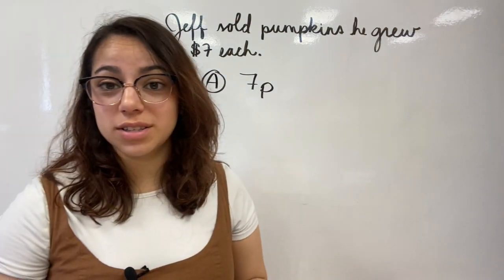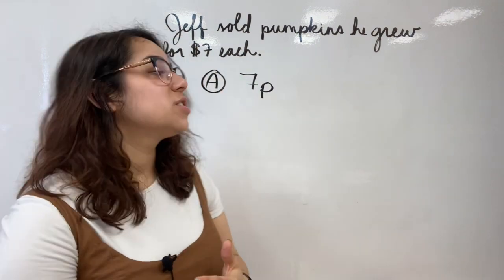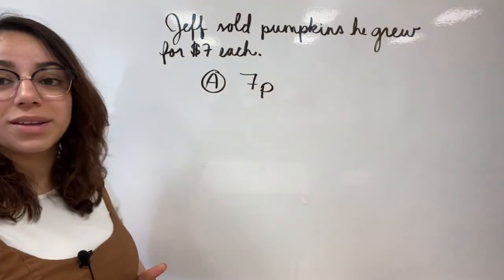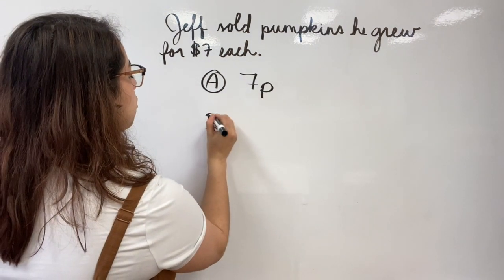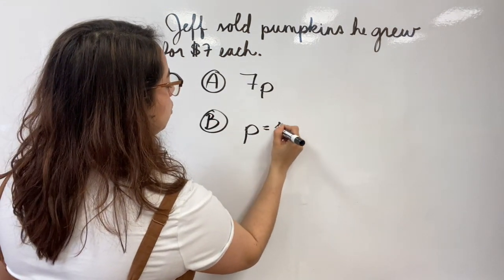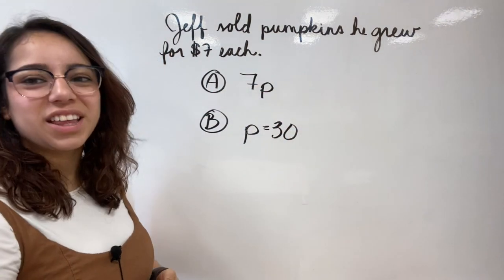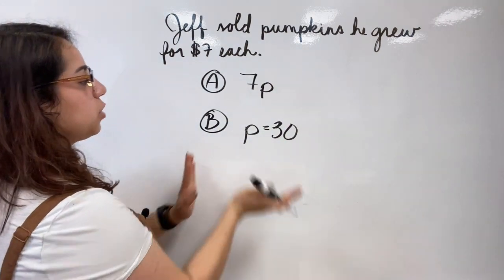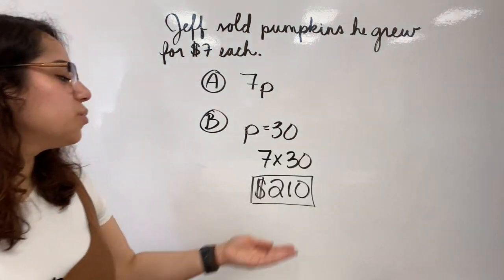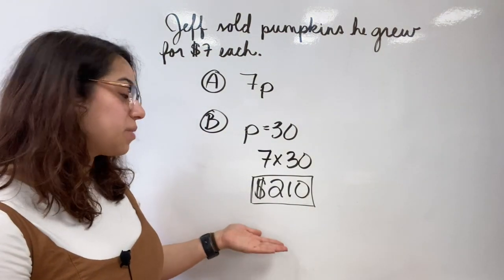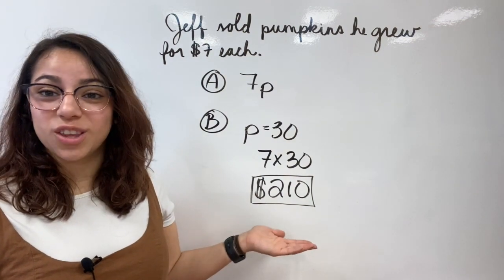Now, the second part tells us, plug in a number for it. So let's assume that Jeff sold 30 pumpkins. Now, P is going to equal 30. So I can just plug that in, and I can solve. So there it is. If Jeff sells 30 pumpkins, he's going to make $210.